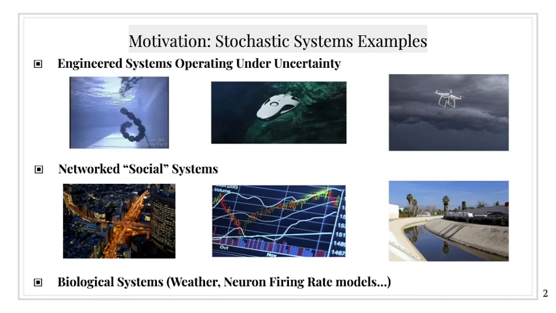Other examples are macroscopic social and network systems with stochastic supply and demand patterns, such as traffic networks, financial markets, and urban water systems. Some natural processes are also stochastic, which include weather events, neuron firing rates, and so forth. Therefore, it is necessary to understand how to model, analyze, and interact with these systems.